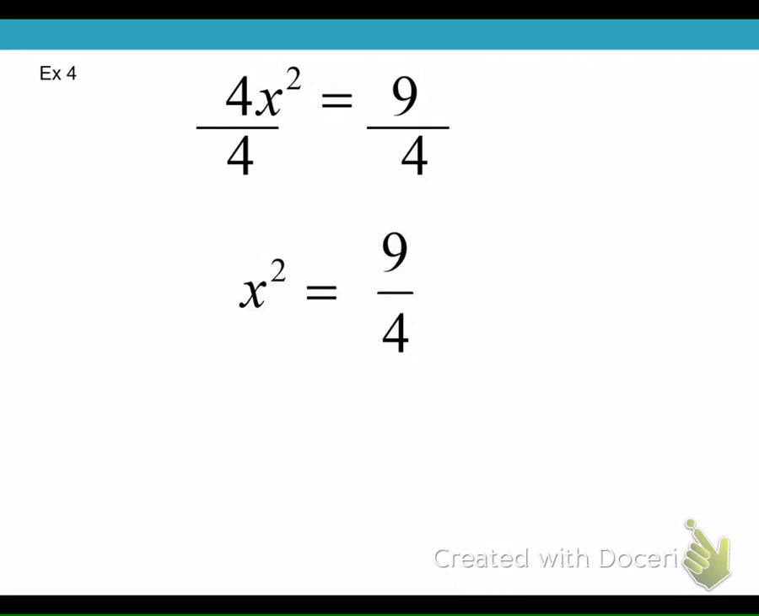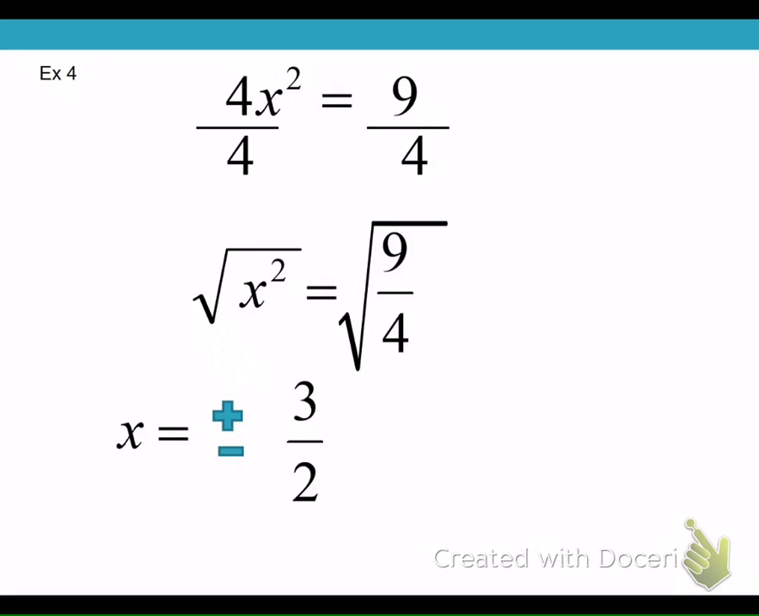Okay? Because when we take the square root, what's the square root of 9? 3. What's the square root of 4? 2. So you just end up with plus or minus 3 over 2. Don't forget the plus or minus. Why do we have to do that? Because when you plug it back in up here, the negative, when you square it, becomes a positive. So technically there are 2 solutions.